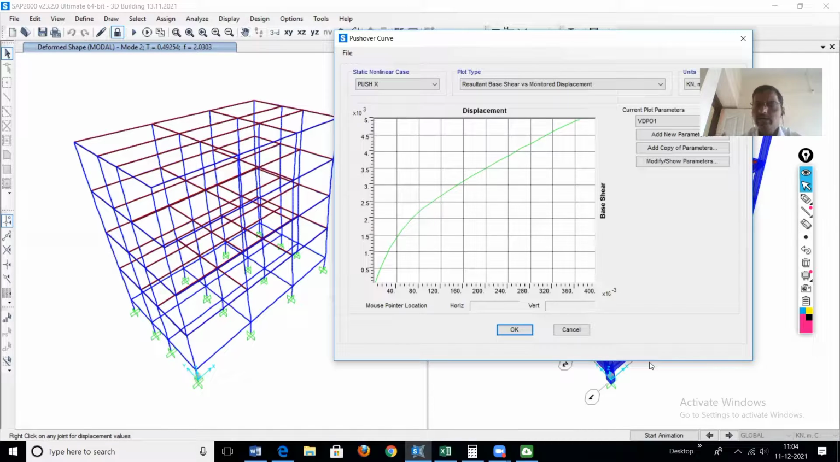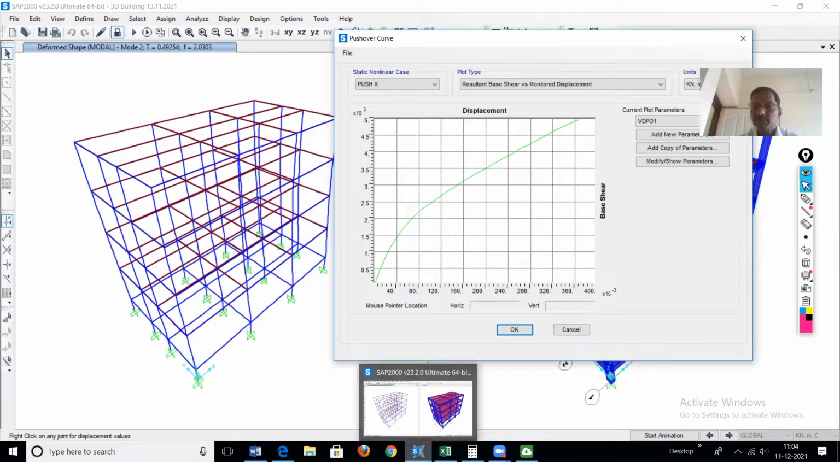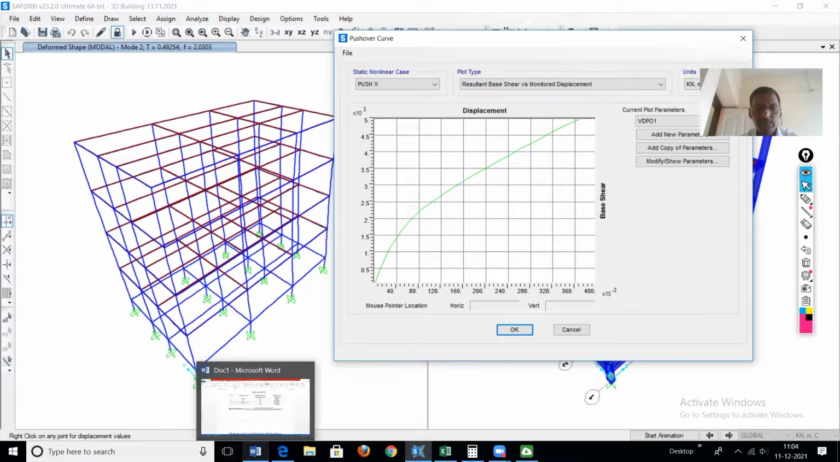There is, again, a way to define the median from the pushover analysis. Different researchers have again worked on this. One of the researchers is Barbet. I will just show the paper of Barbet.